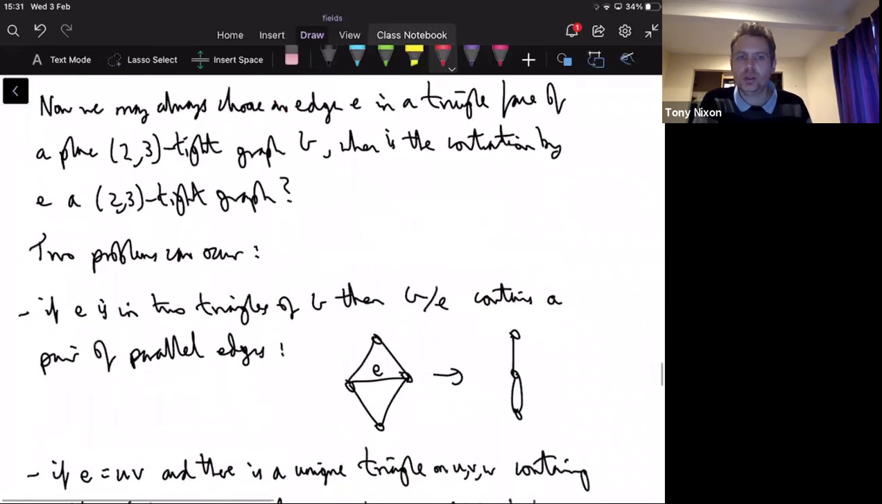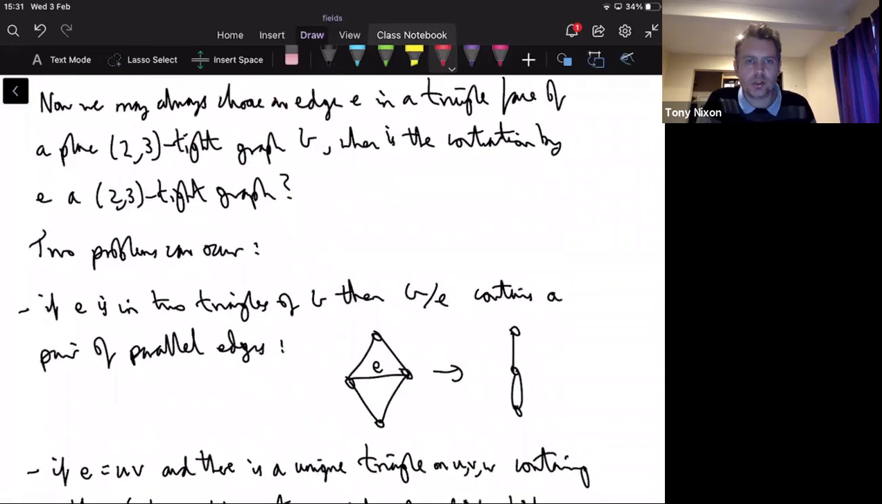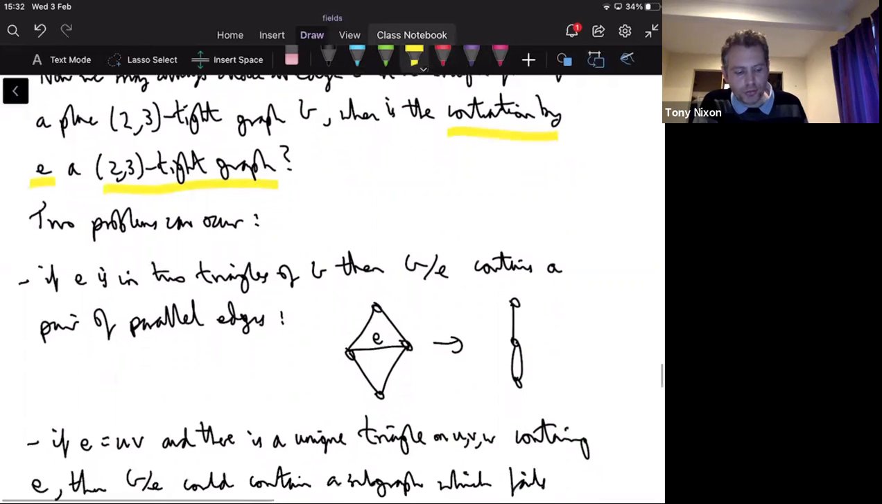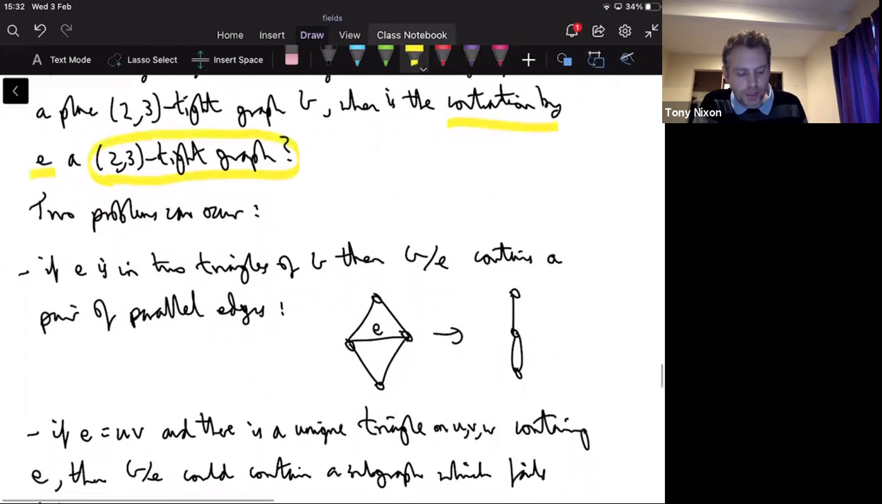So now we know we can always find one. The key question is, when is the contraction by this edge E, when does it result in a smaller 2-3 tight graph? We know it will result in a smaller plane graph, so that's okay.